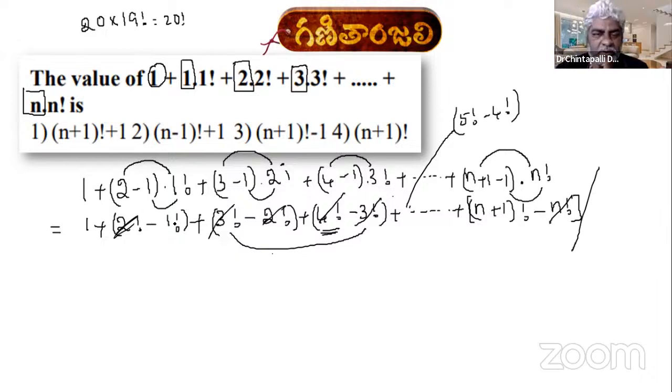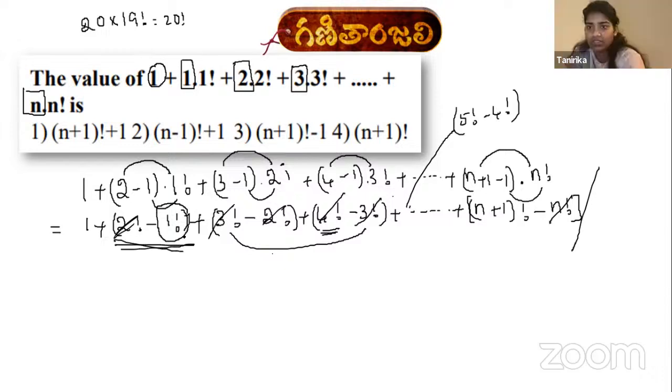Next, what about minus 1 factorial? Does it cancel or not? Are previous terms there or not? For this, is the previous term there? Yes, sir. Previous term for this is there.